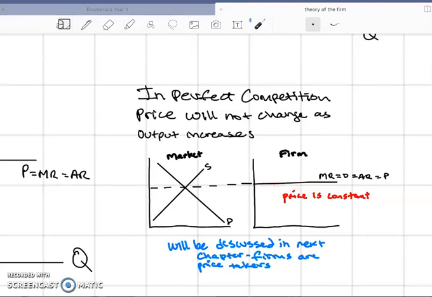And so they must charge the market price that is given to them. And that price is constant here, where we have marginal revenue is equal to our demand, which is equal to our average revenue, which is going to be equal to our price. Now, as I said, we'll explore this idea a little bit further in a future video.